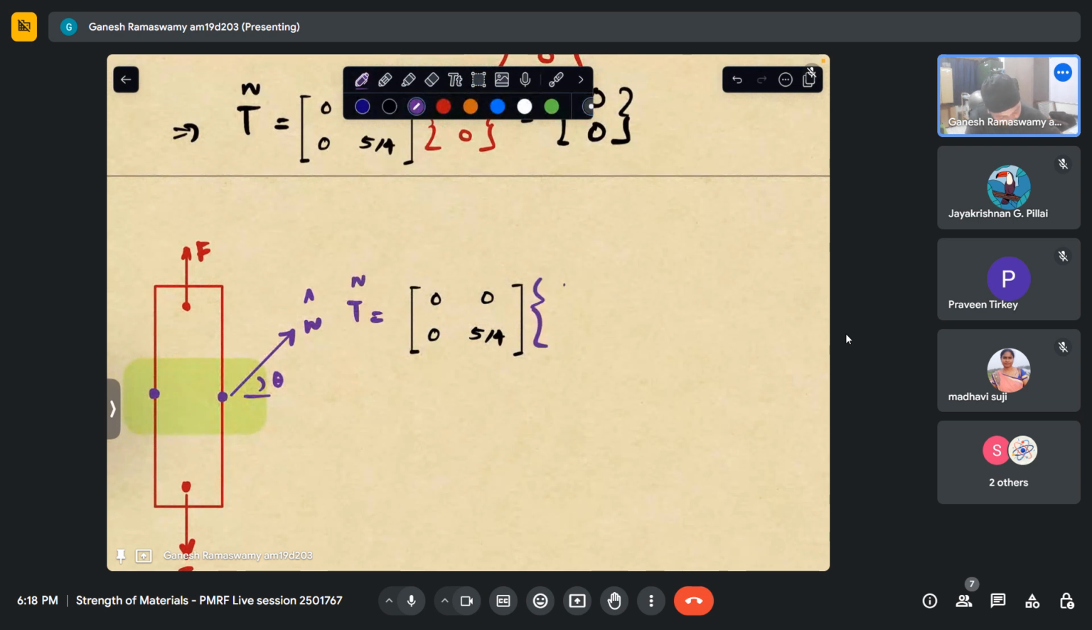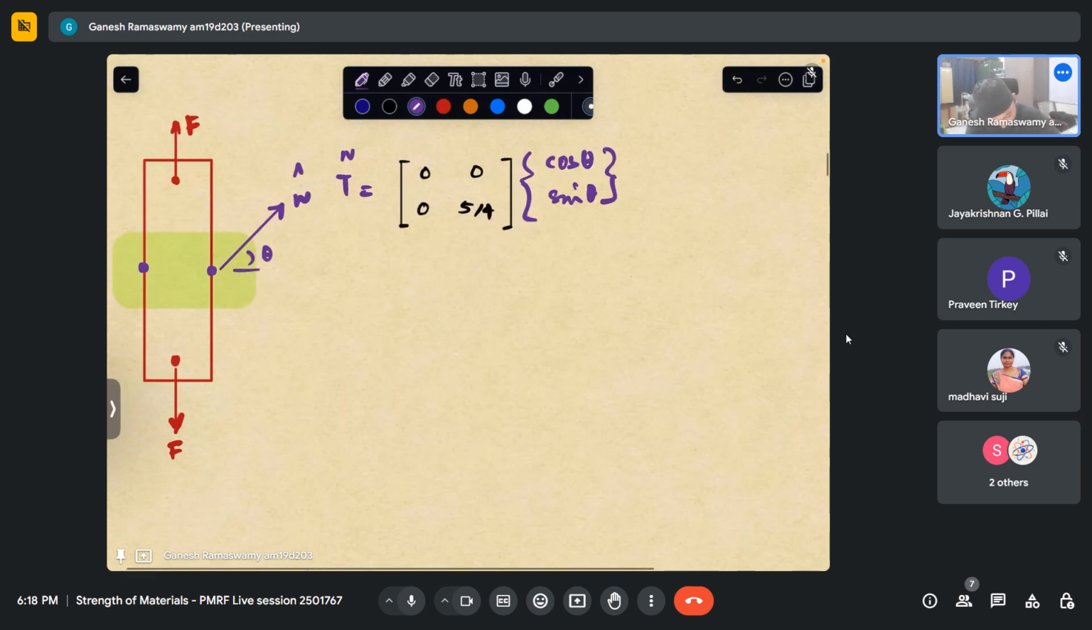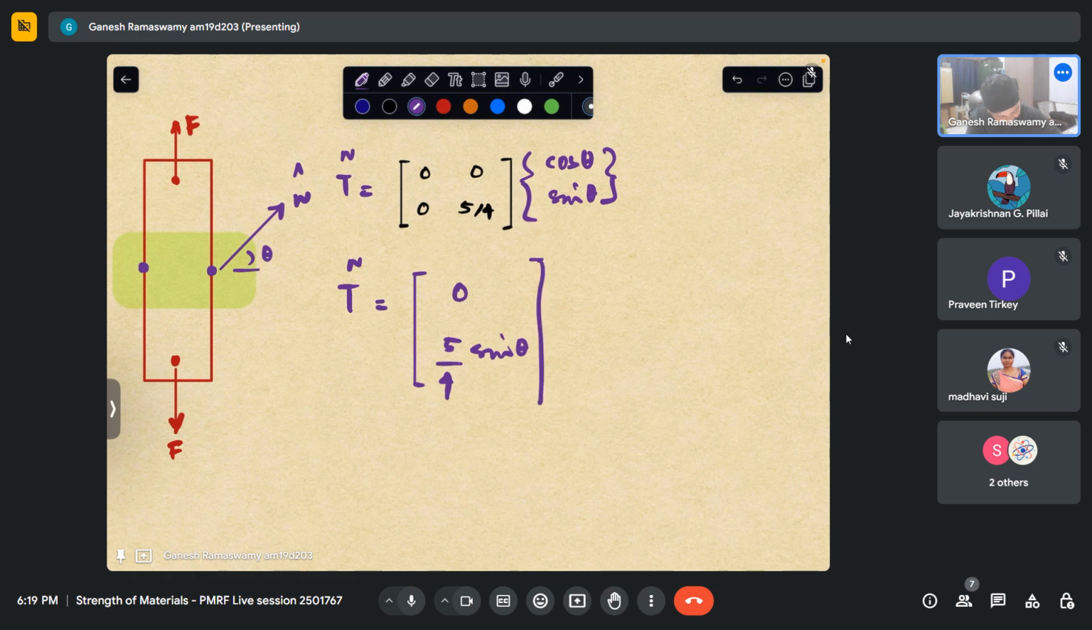Multiplied by cos theta, sine theta, my traction components come out to be 0 and 5/4 sine theta. Yeah, sounds about right. So when theta is 0, sine theta is 0, it becomes a free surface. It is a free surface essentially, which is traction free for defining the boundary condition.